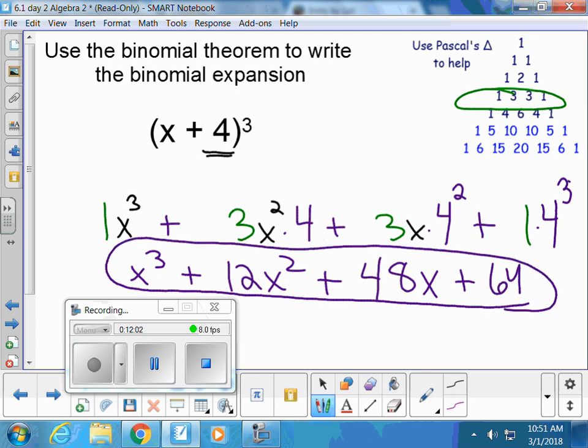Awesome. Saving so much time not having to FOIL that. Using the binomial theorem does not get harder. The numbers just get a little bit bigger. You'll have something like 2x plus 5y. That would complicate it more. But the concept remains the same. You use the layer to get you started.